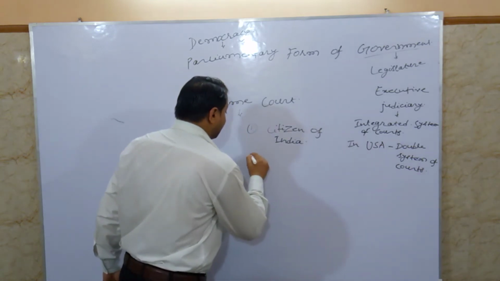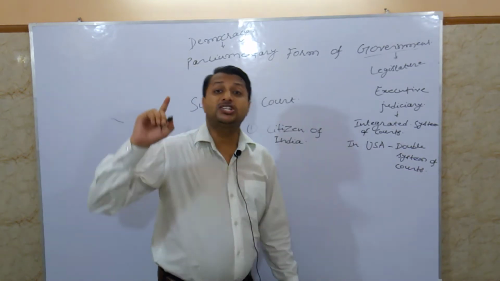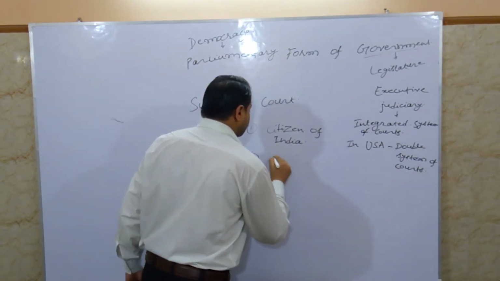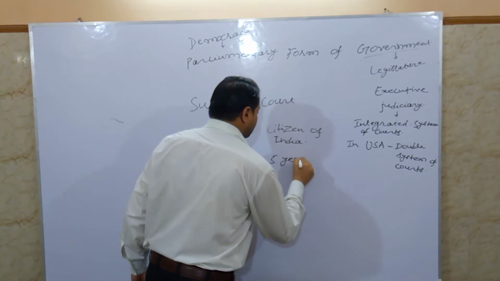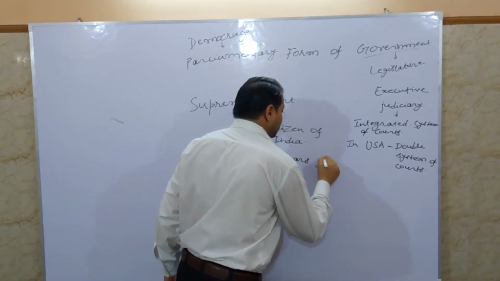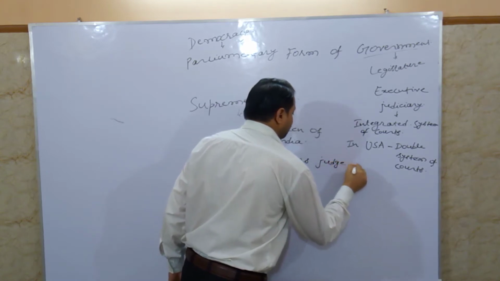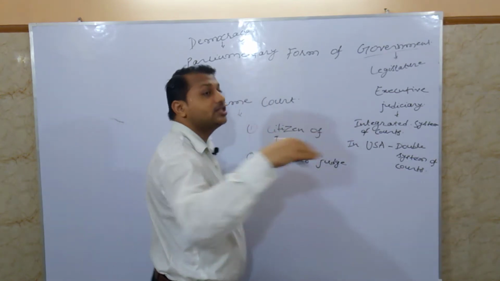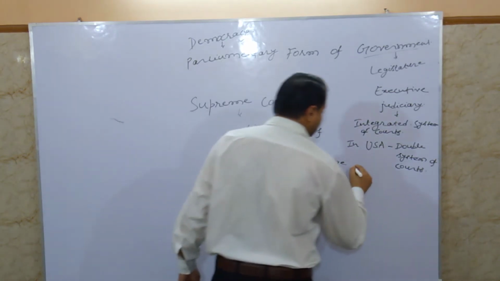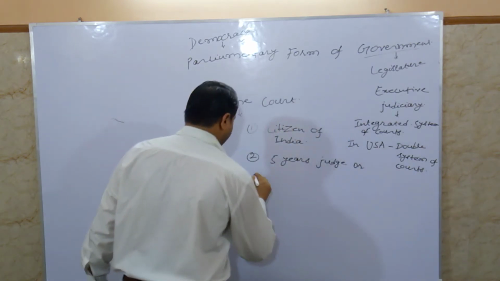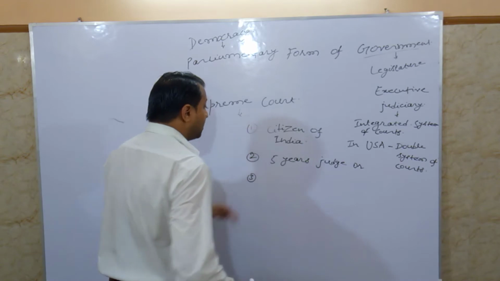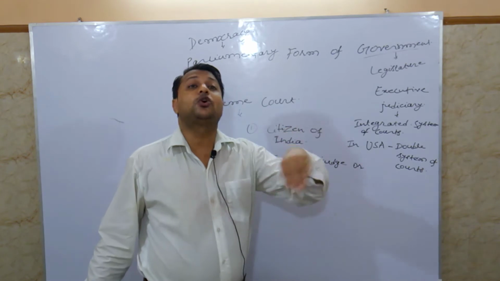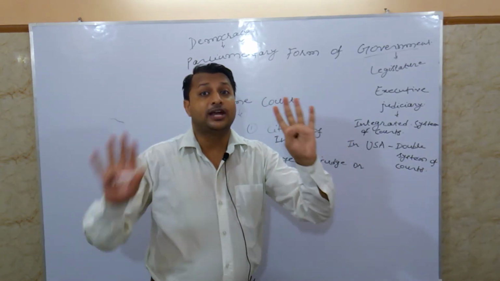The second criterion is that he must have served in the High Court as a judge for 5 years, or in High Courts in succession. Or you can say he must have served as an advocate of a High Court or High Courts in succession for 10 years.